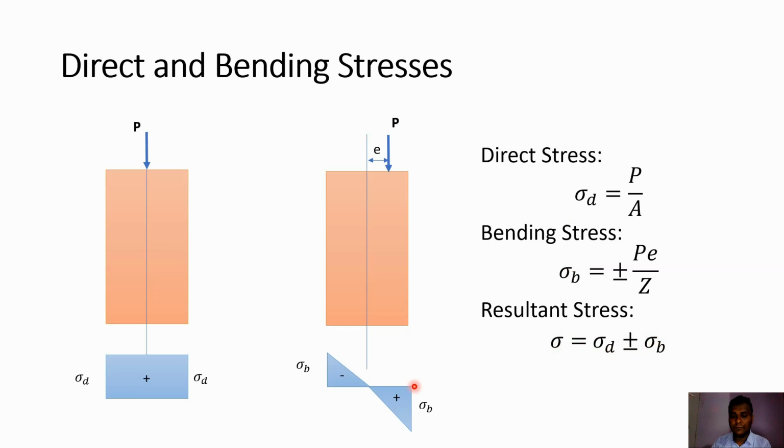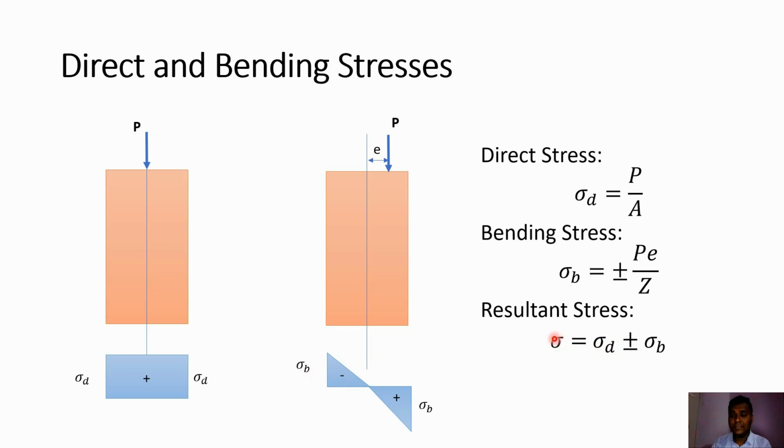when we take one side of this column, we need to take the plus sign, because on one side there is a compressive bending stress and on the other side there is a tensile bending stress. So here we use the plus sign for compressive. When we use the plus sign, we get the resultant stress as maximum, and when we use the minus sign, we get the resultant stress as minimum in this case.